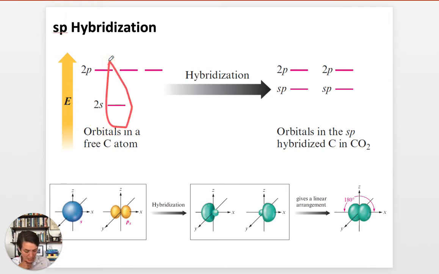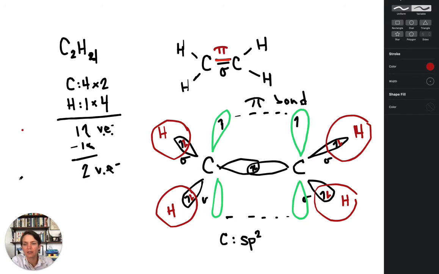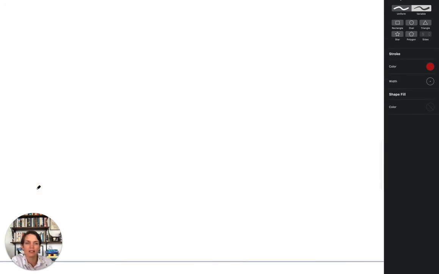Because of that, we need our 2 sp orbitals, degenerate, same energy level, and now we have 2 p orbitals that are not hybridized. So what does that look like? Well, this is the example that I was trying to jump to. So now we get to do ethylene.